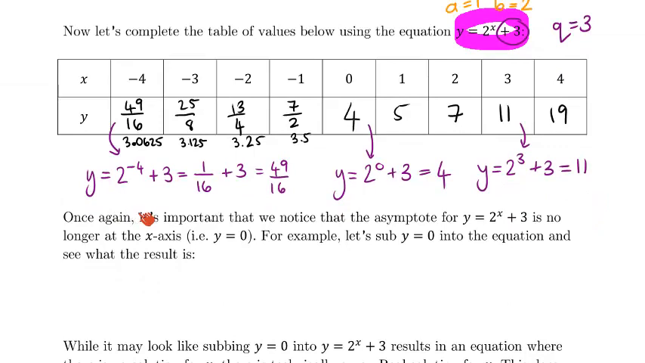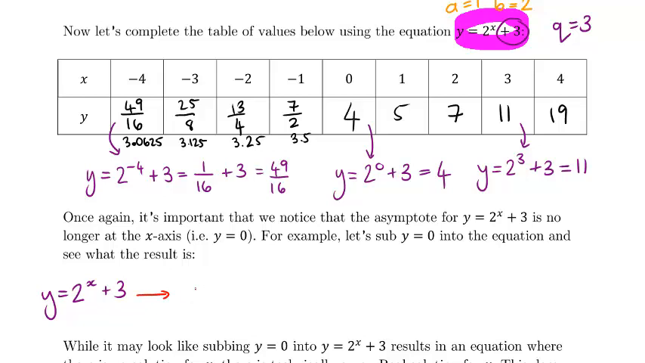Now, once again, guys, it's important that we notice that the asymptote for y equals 2 to the x plus 3 is no longer at the x-axis, i.e. y is equal to 0. For example, let's sub y equals 0 into the equation and see what the result is. Okay, so our equation is y is equal to 2 to the x plus 3. We're going to let y equal 0 now.